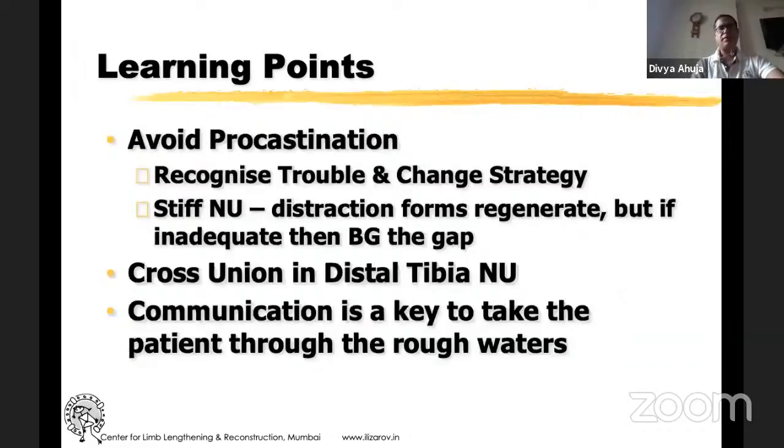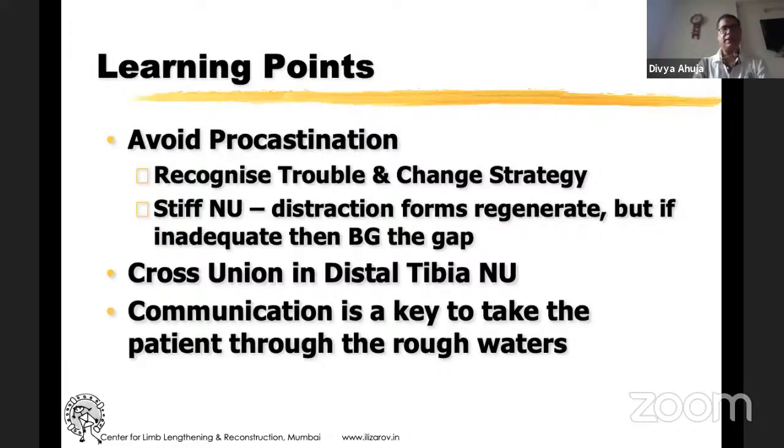The message we also want to give here is to avoid procrastination. When things are not going as per plan, sit back, think, go through everything again, discuss amongst colleagues, find out what the real issues are, tackle them head on in time, and change your strategy accordingly. In a stiff non-union, yes, distraction works to form regenerate, but now we give it around 8 weeks to show whether it is well on its way to healing or not. If we find the healing is inadequate, then we will go in and bone graft the gap.